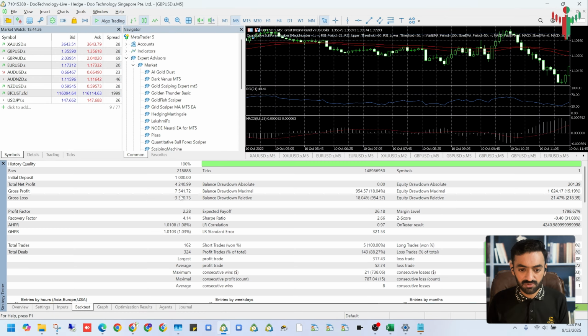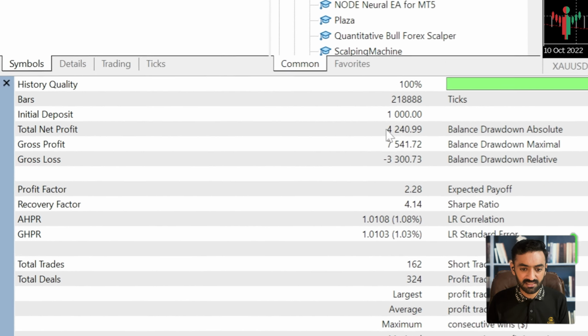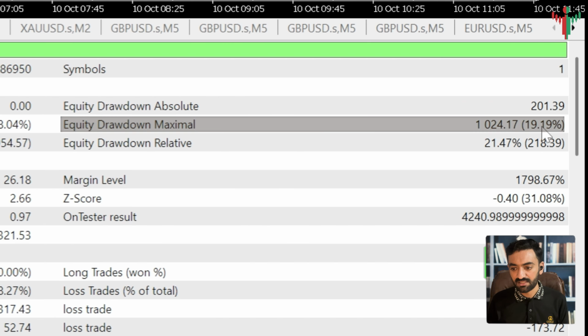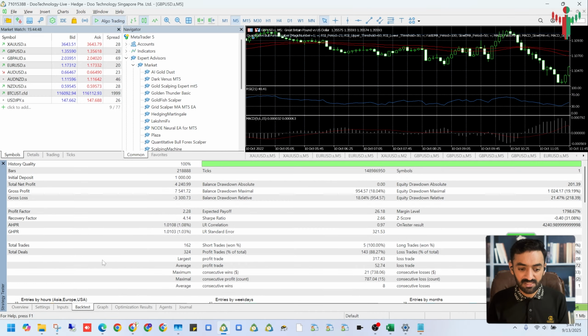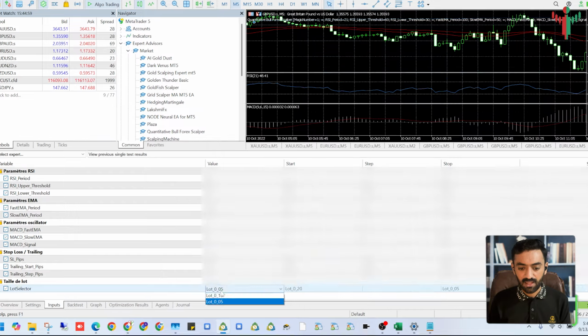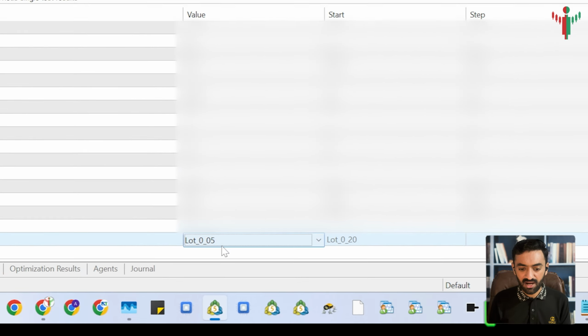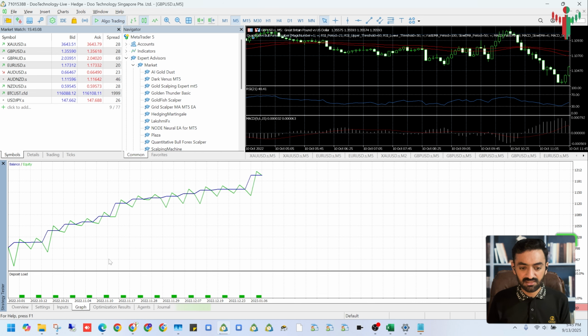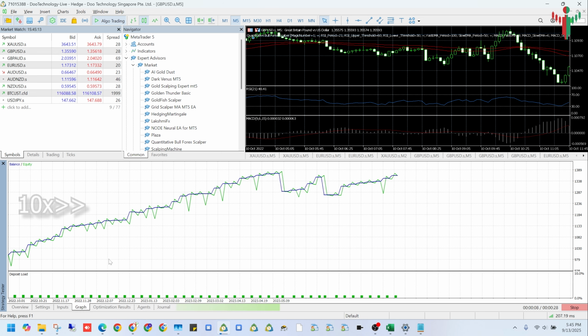In the backtest results here we will see it made $4,240 with a drawdown of 19, but if you see here, the drawdown goes to 1,024, which is almost more than our initial deposit. So to control this, we will simply go to the input settings and select the lot size 0.5, and do the testing again. And now let's see how the graph goes up.